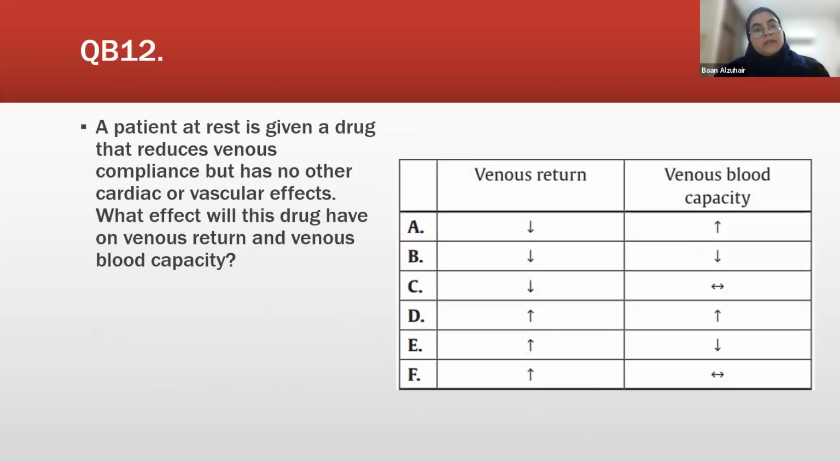Okay. A patient at rest is given a drug that reduces venous compliance, but has no other cardiac or vascular effects. What effect will this drug have on venous return and venous blood capacity? Yes, you guys are correct. It is E. So reducing venous compliance means vasoconstriction of veins. It's less compliant to accommodate more blood.